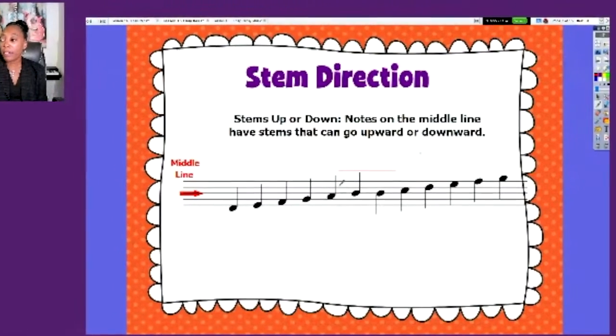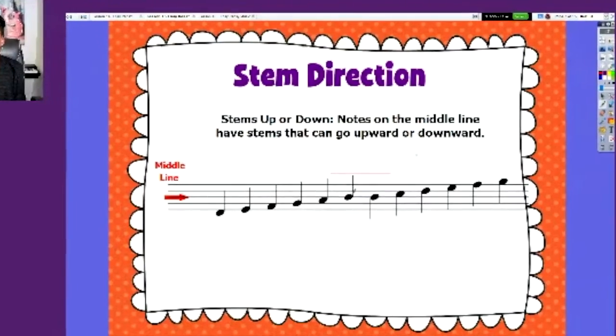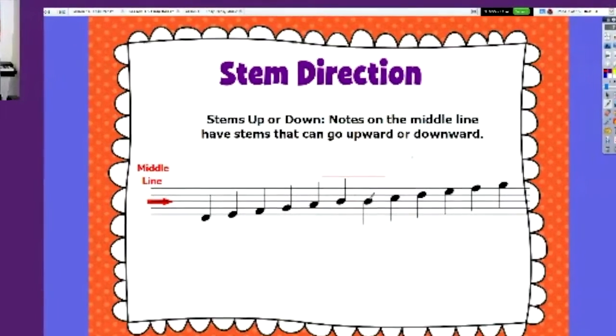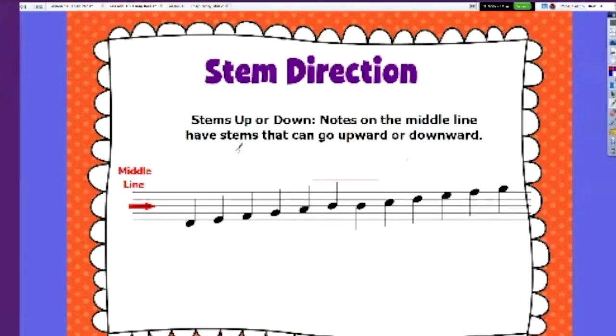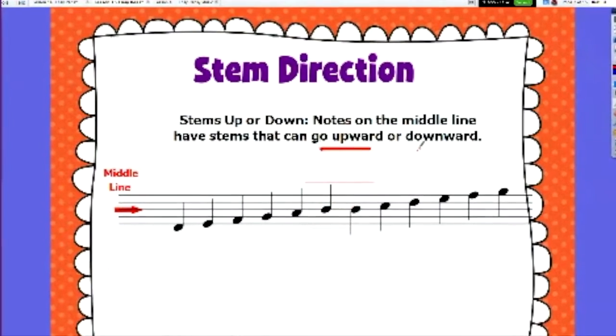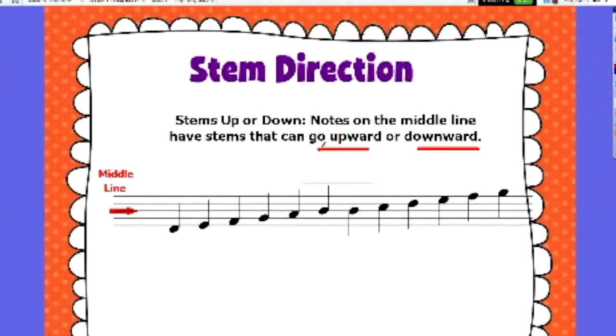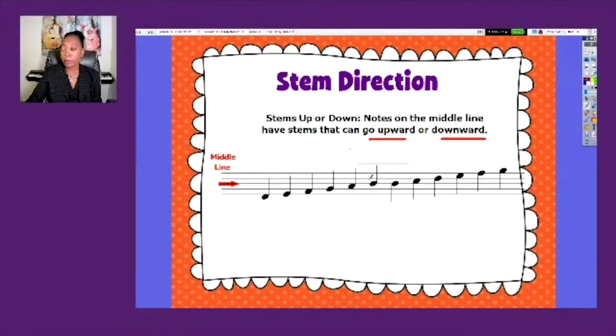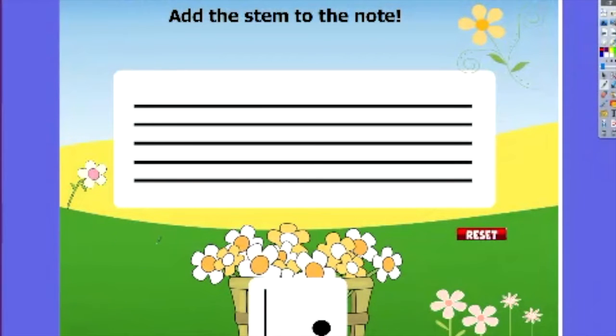And what happens if you have notes that are actually on the third line? Well, if you have, in this case, quarter notes that are on that third line, then the stems can go upward or downward. So you kind of pick, is it going to go up or is it going to go down? You can select whatever option. It can go up is correct, or if you have it going down is correct, as long as it's on that third line.